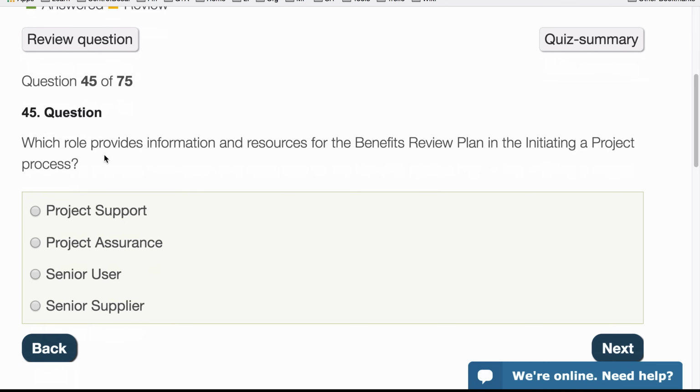So the keywords are which role provides information. So who gives information to fill in the document, the benefits review plan? What benefits are expected and when are we going to get them? It definitely doesn't come from the support. It comes from the user. So definitely not that role. And it's the senior user who's accountable. I always give the example of the head of the business department who's going to use the product. That's it.